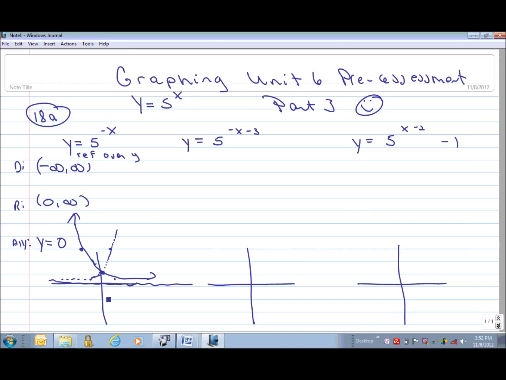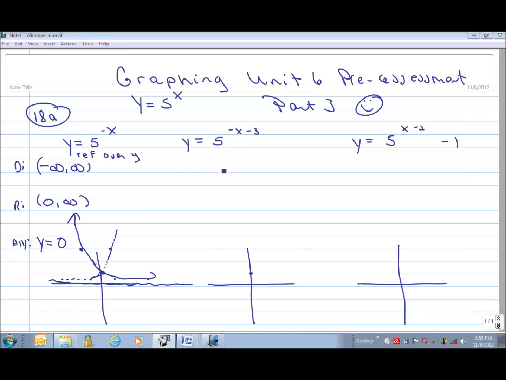All right, next let's take a look. Same parent function, so we still have that key point that we started with, the same parent points. This time we have a couple of transformations. Remember we talked about this before. If you leave it without factoring out the negative, then you have to do an opposite order. You would ignore the negative for a minute, and think go to the right 3 and then reflect.